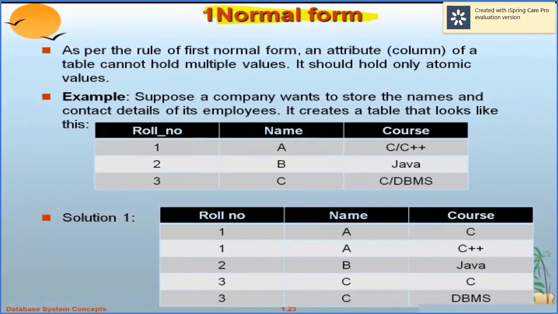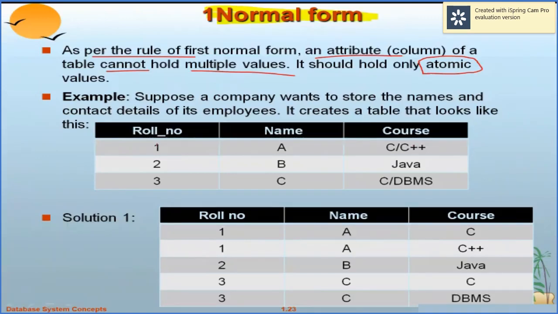first normal form. This normal form has only one condition in it. What is the condition? As per the rule of first normal form, an attribute of a table cannot hold multiple values. Then what should it hold? It should hold only atomic values. So what does it mean? Look into the example directly.